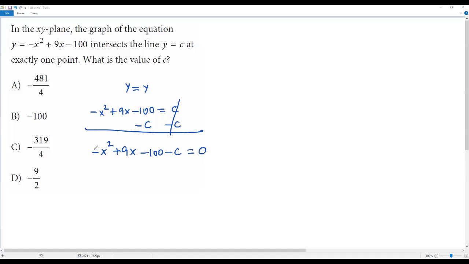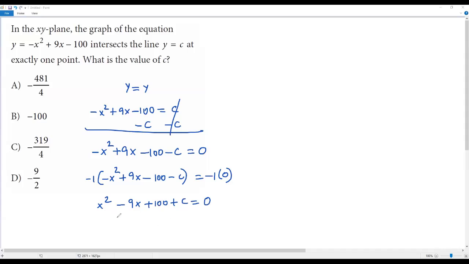Here the coefficient of x squared is negative 1, so we can convert this to positive 1. For that, I multiply both sides of this equation by negative 1. Distributing the negative 1: negative times negative x squared becomes positive x squared. Negative times positive 9x becomes negative 9x. Negative times negative 100 becomes positive 100. And positive c. And negative 1 times 0 is still 0.